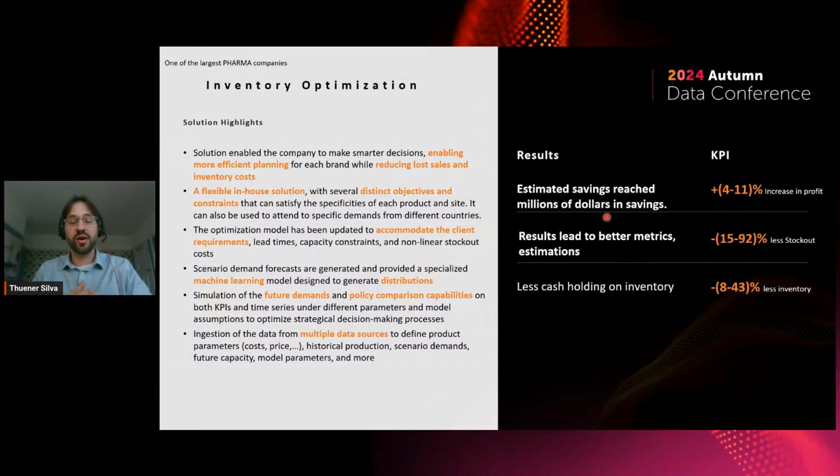So even for only one site, you can have millions of dollars saved. If you scale to the whole company, imagine how much you can save with this, right? It was a very flexible in-house solution, so everything that they want to add to this model, they will be able to add, right? There are for sure some assumptions, but there is a very complex model inside it. And that's the difference, right?